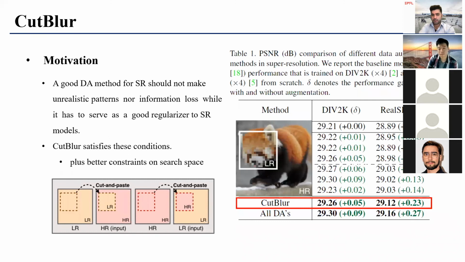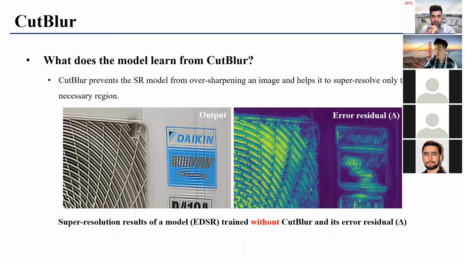Because we always want to keep the balance between perceptual quality and image fidelity, I see that you use both metrics, the perceptual evaluation LPIPS and PSNR. Yeah, true, so they give quite complementary data.